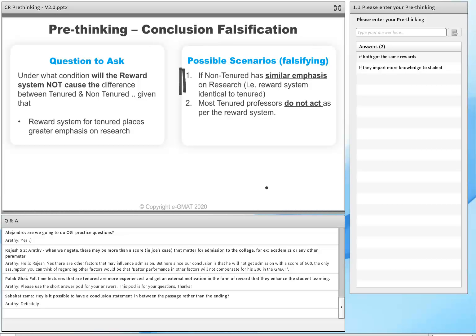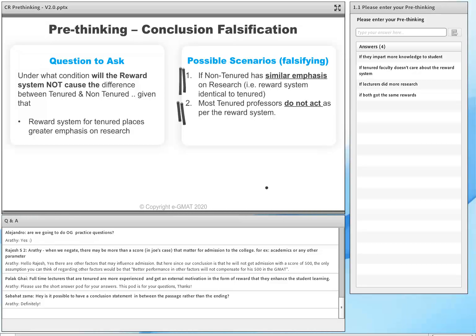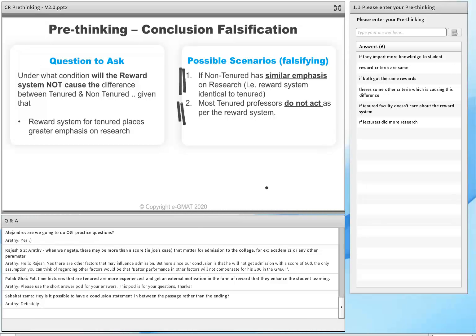then you can't blame the reward system, right? Another scenario is, if tenured faculty have a reward system, but they don't care about it. A majority of them don't act as per the reward system. And you can really see, even before I gave this to you, you guys were able to come up with these breakdown scenarios. So many of you like to break things down, apparently. All you need is a good framework, right?